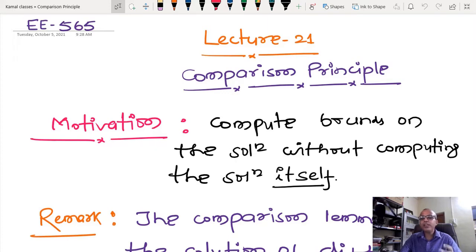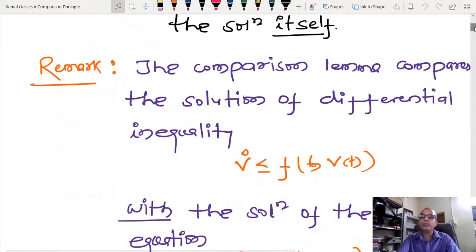During Lyapunov stability, which I am going to talk about in the next part of this course, I am going to use this principle. So please listen carefully to today's lecture, because this is very important to understand the next part of this course.